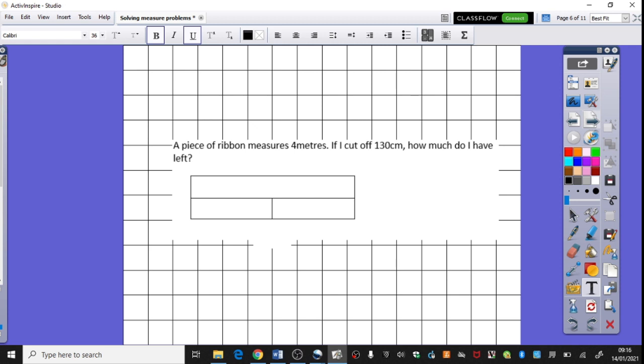So you might like to pause the video now just to have a little look at this question, maybe thinking about what do you notice, what might be the problem with this question at the moment, and what do you think it is asking us to do? I'll read it to you and then you can pause the video. A piece of ribbon measures 4 meters. If I cut off 130 centimeters, how much do I have left?